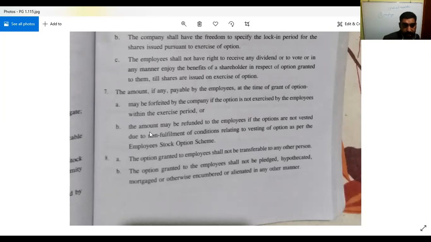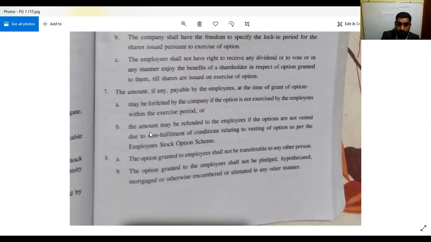And the seventh point, the amount, if any, payable by the employees at the time of granting of option may be forfeited by the company. അതായത് കണ്ടുകെട്ടാം, സറണ്ടർ ചെയ്യുന്നതിന് വേണ്ടിയിട്ട് forfeit ചെയ്യാം. If the option is not exercised by the employees within the exercise period, സമയം കൊടുത്തിട്ടുണ്ട് 1 month എന്നുള്ള, ആ 1 month അല്ലെ 1 year, ആ ഒരു ടൈം പീരീഡ് കൊടുത്തിരിക്കുന്നതിനുള്ളിൽ ഇത് ചെയ്യുന്നില്ല എങ്കിൽ shares may be forfeited by the company.